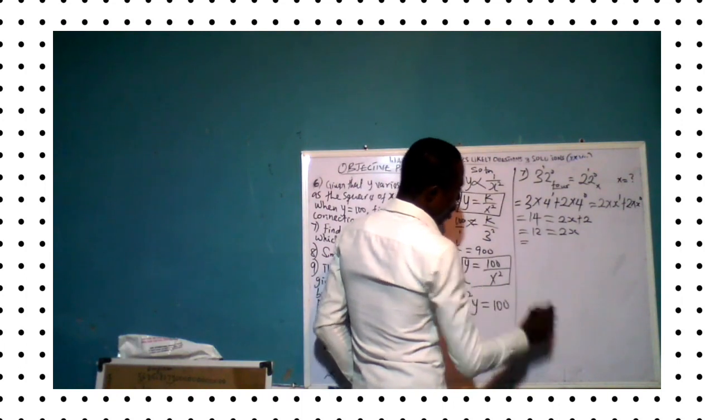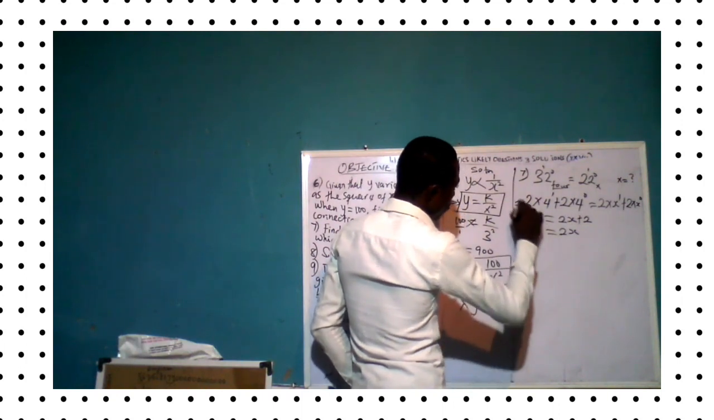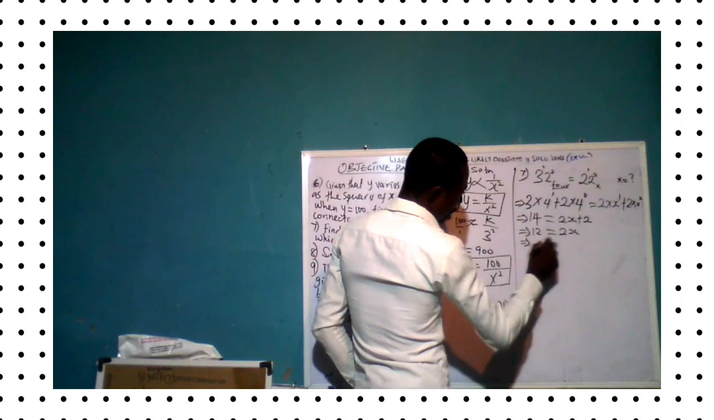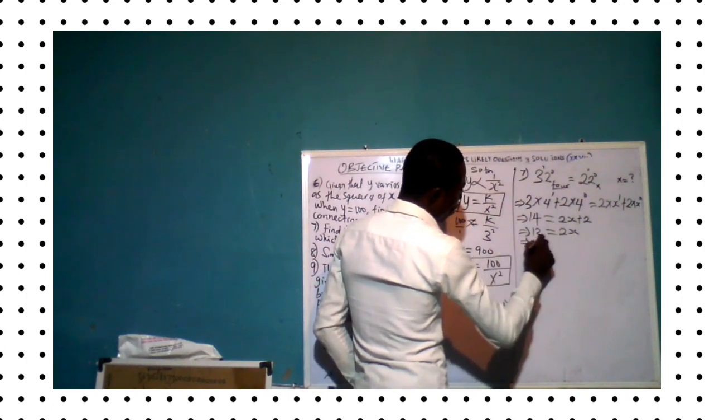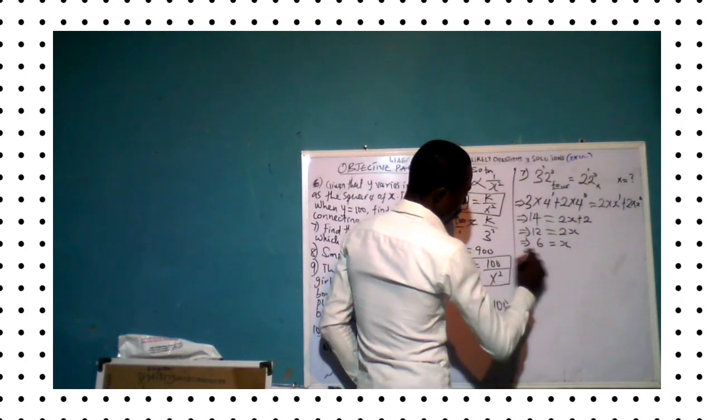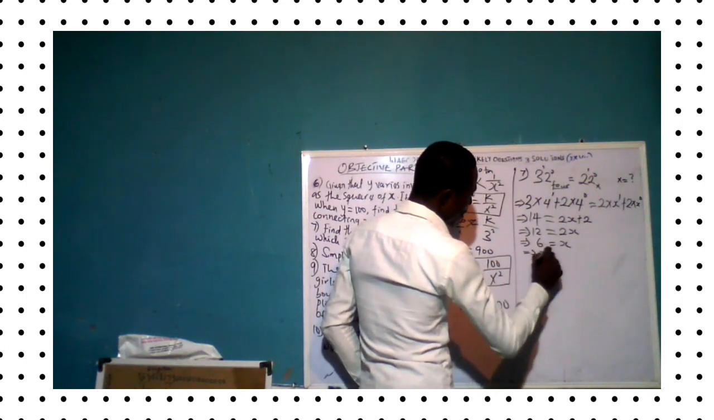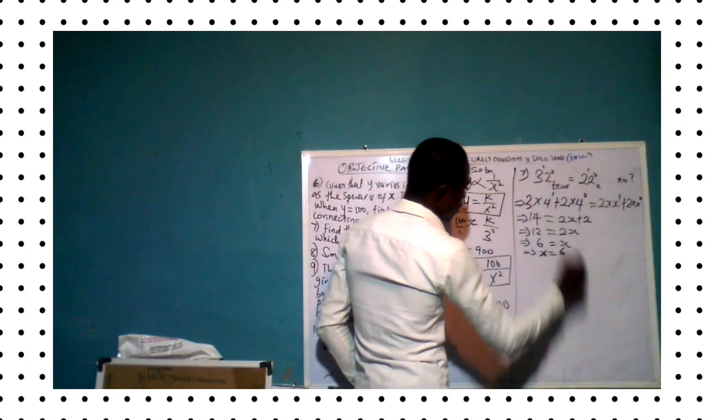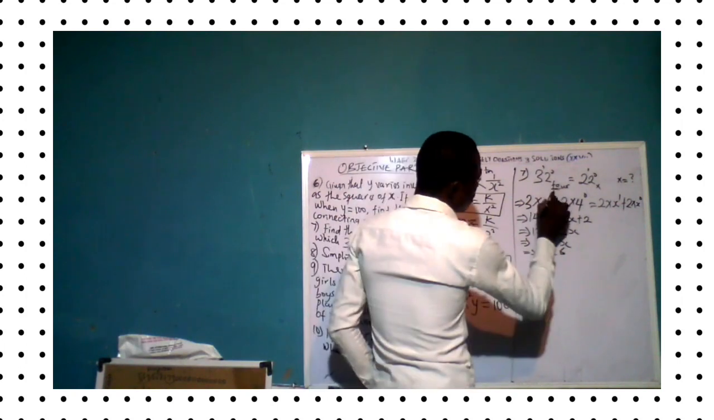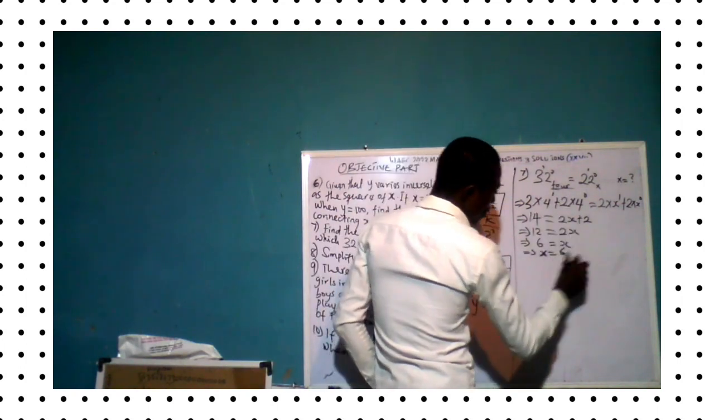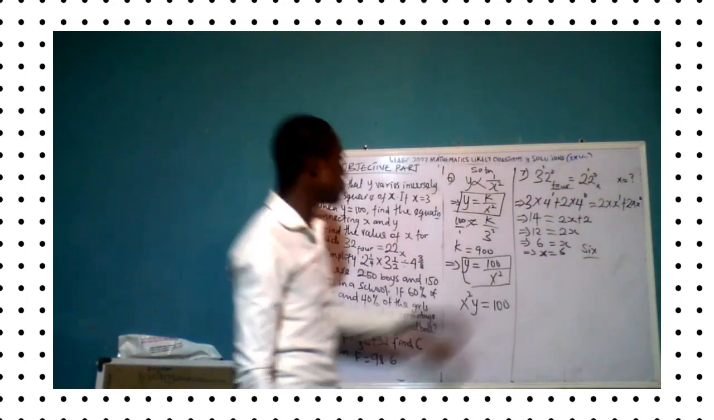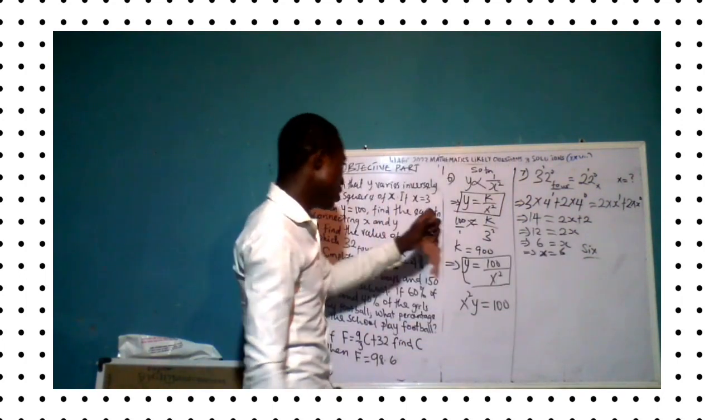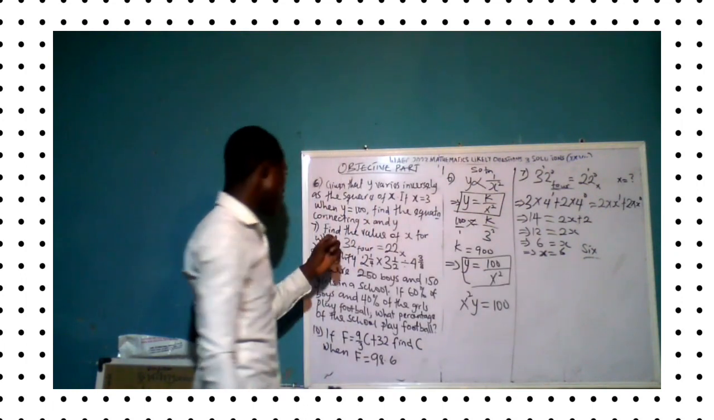If you make x the subject of the formula, you divide both sides by 2, you have 6 equals x, which implies that x equals 6. And that's the value of x. This is written in words, not in figures, so you will actually find something like this in the options, provided that you come across this question.